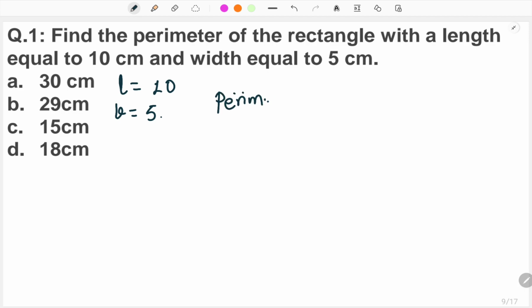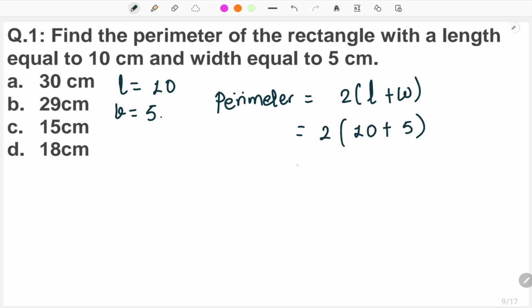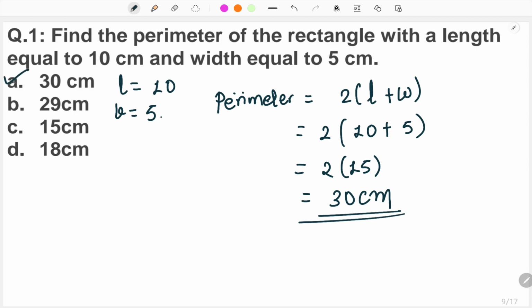Perimeter of the rectangle is equal to how much? It is equal to 2 into length plus width, or you can say breadth. Okay, 2 into length, 10 plus 5. So the total will be equal to 2 into 15. This will give me 30. So 30 centimeter is the answer for the given question. I hope you have understood this.